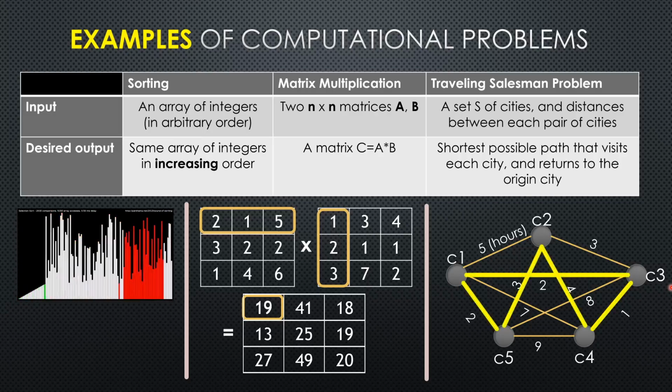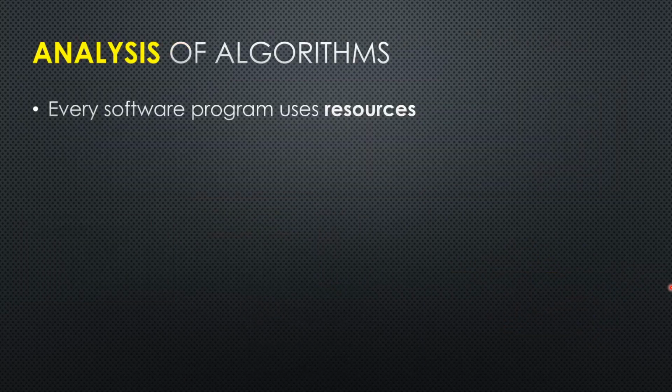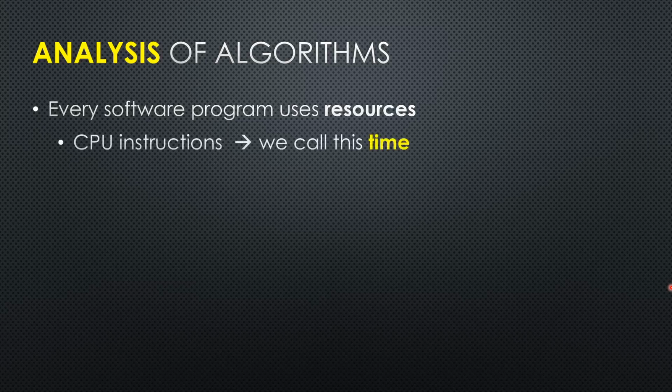Okay, and these problems can have really vastly different complexities, and we want to analyze solutions to these problems to determine how good they are. So every software program that you write uses resources of some kind, right? So there are different kinds of resources. There are CPU instructions. We typically refer to CPU instructions as time.